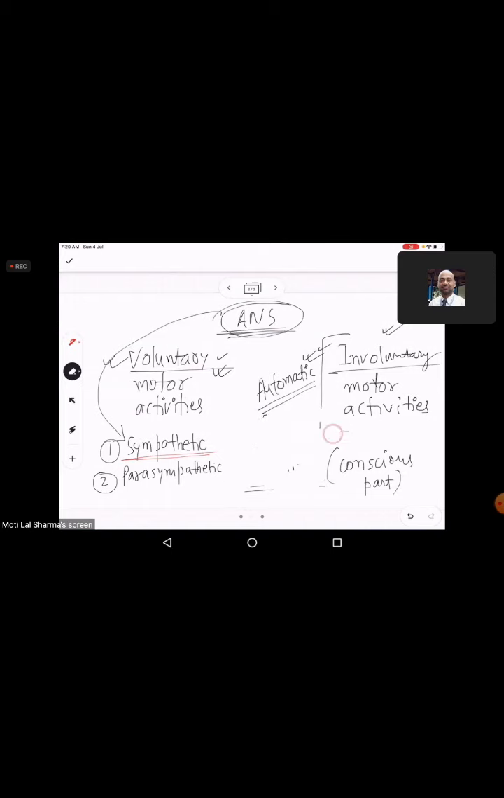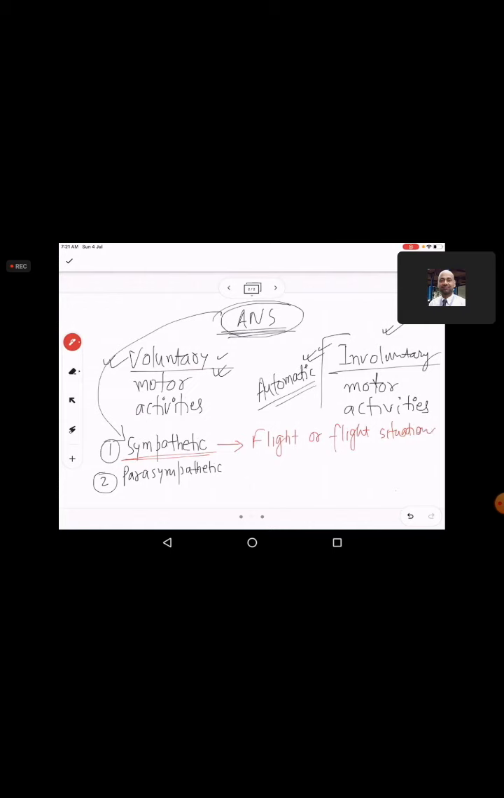Sympathetic and parasympathetic, they are the two divisions of this autonomic nervous system. The sympathetic nervous system is for fight or flight situations. This division becomes active during fight or flight situations. I think we had discussed this somewhere in emergency hormones.